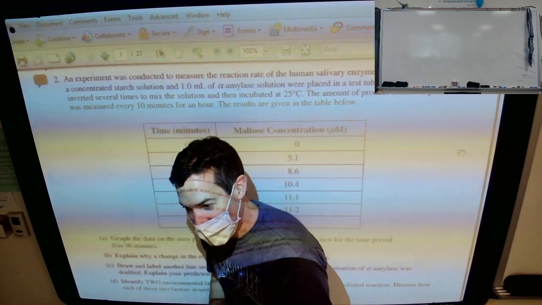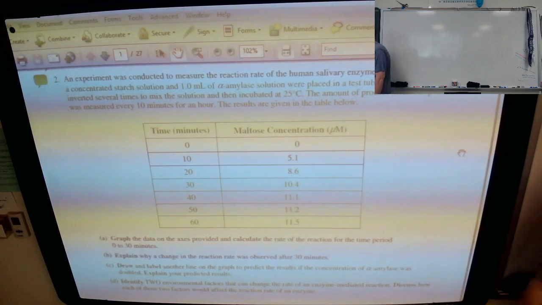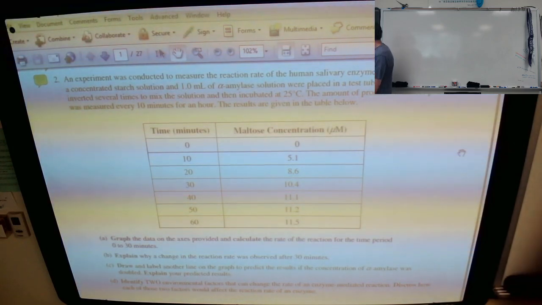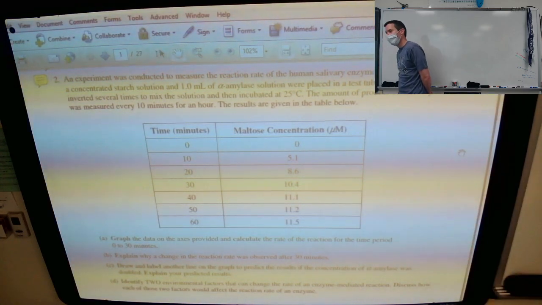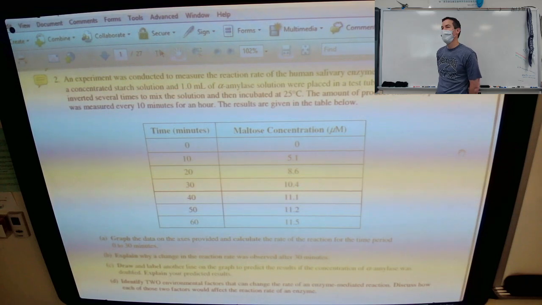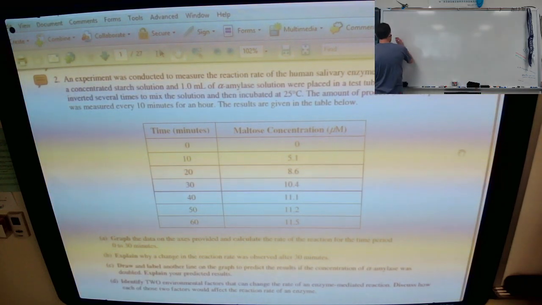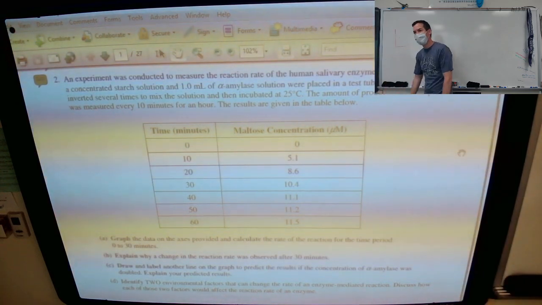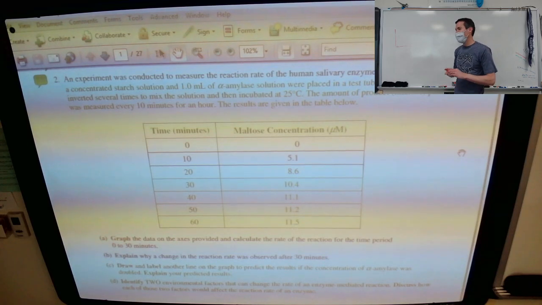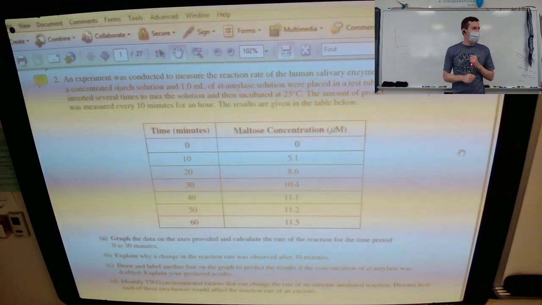and D. I'll go through them one at a time, but if you get ahead of me, you're welcome to move on ahead. So part A says, graph the data on the axes provided and calculate the rate of reaction for the time period 0 to 30 minutes. So give it a shot. And again, you can just hand draw a graph. You don't have to get all picky. Just give me a rough guide of what the graph might look like, and then you can calculate the rate.